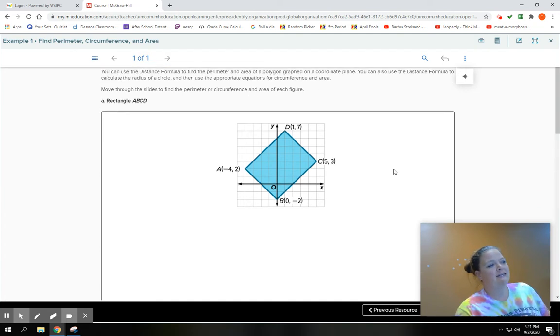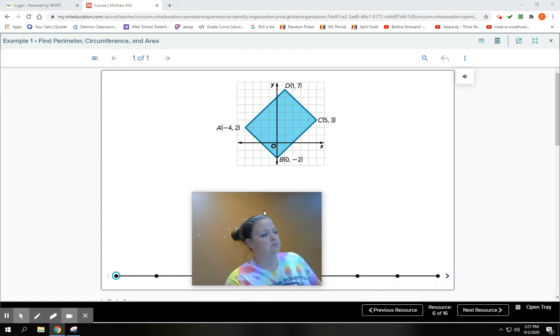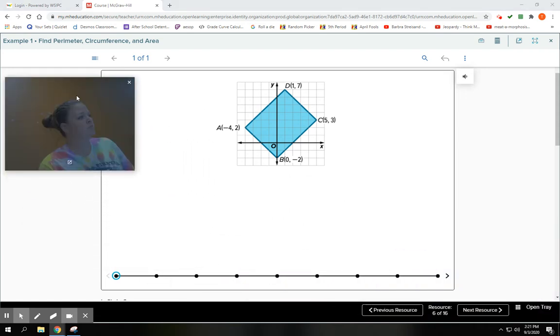We're working with a rectangle here, and I need to move my face because it's in the way. There we go.